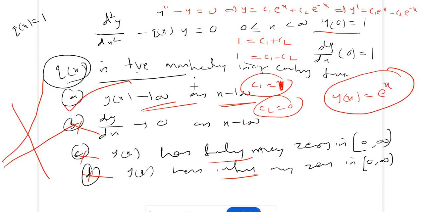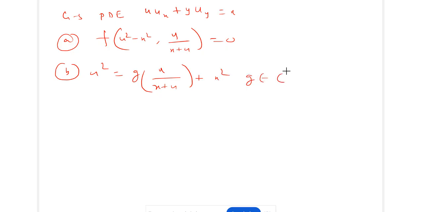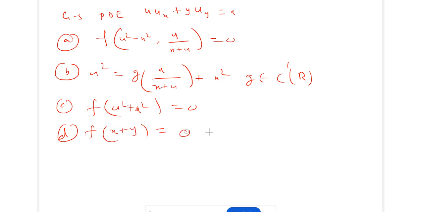This is the general solution of the PDE, a simple problem. The general solution of the PDE u ux plus y uy equal to x is of the form: option A, f of (u square minus x square, y by x plus u) equal to 0; option B, u square equal to g of (y by x plus u) plus x square, where g belongs to C dash of R; option C, f of (u square plus x square) equal to 0; and option D, f of (x plus y) equal to 0.